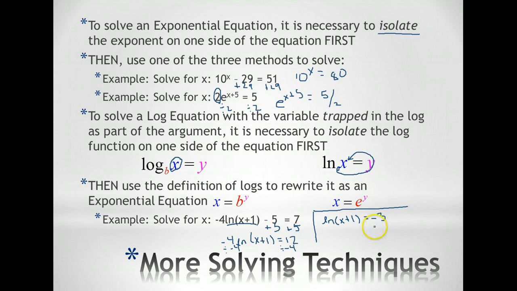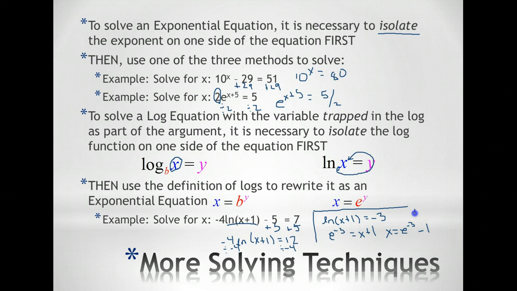Now, this can be negative because, remember, logs give us powers, and powers can be anything we want. So now I'm going to convert it. So I say e to the negative 3 is equal to x plus 1. So I subtract 1 from both sides, and I have x equals e to the negative 3 minus 1.